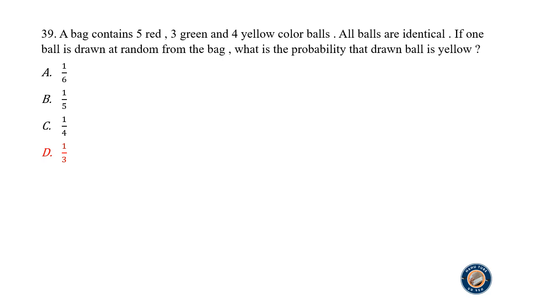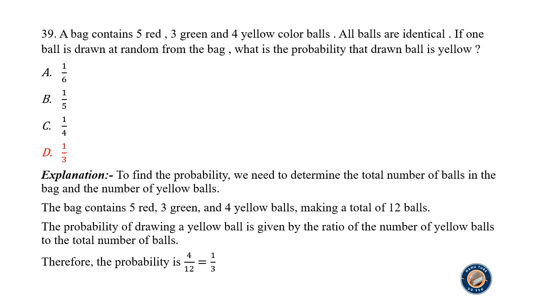The answer will be 1 over 3. To find the probability, we need to determine the total number of balls in the bag and the number of yellow balls. The bag contains 5 red, 3 green and 4 yellow balls, making 12 balls. The probability of drawing a yellow ball is given by the ratio of the number of yellow balls to the total number of balls. Therefore, the probability is 4 over 12, which is equal to 1 over 3.